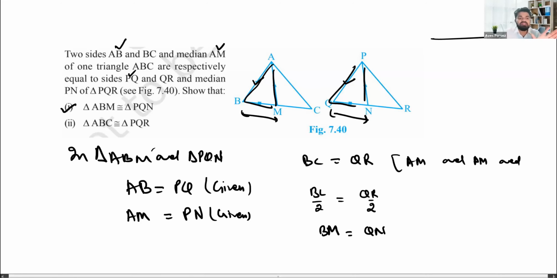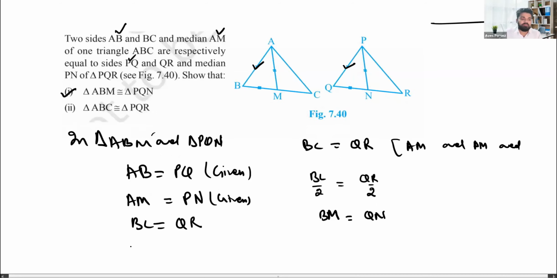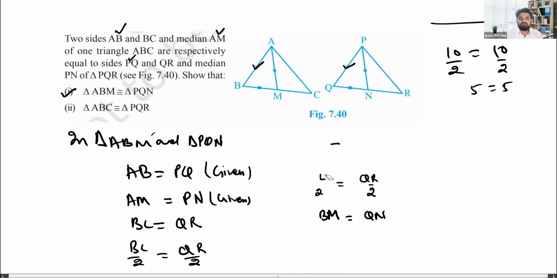But the whole BC is equal to QR is given to you. So you will write BC is equal to QR. Then divide by 2, what will you get? BC by 2 will be equal to QR by 2. For example, 10 is equal to 10. If I divide by 2, you will get 5 is equal to 5. Got it?